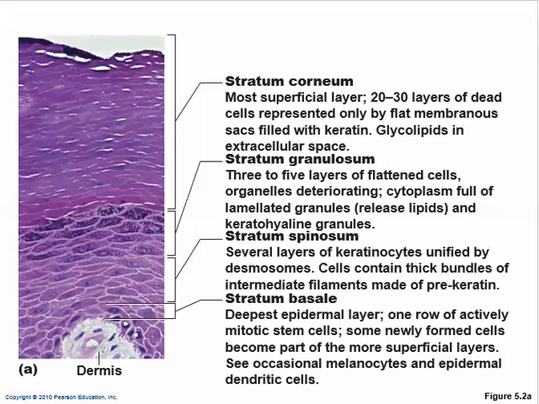Spinosum, spiny, wrinkly cells, and you can see in this photograph here that they kind of have this wrinkled appearance to them, and that's really because they're fairly young and they're empty and they're just making the organelles.